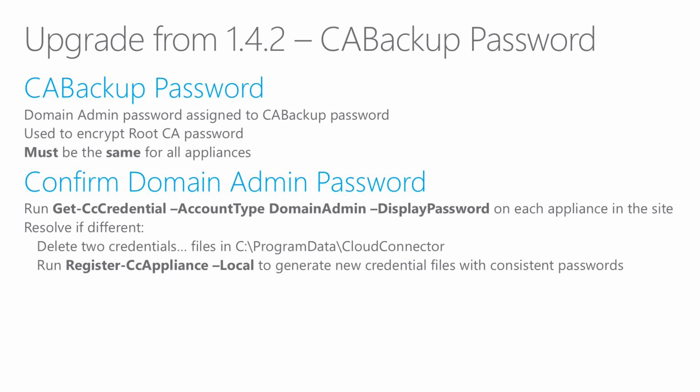PSTN site. If any of the appliances have a different domain admin password, then it would be necessary to resolve that difference. To do this, you need to delete the two credential files located in the ProgramData Cloud Connector folder, and then run Register-CcAppliance -Local to generate new credential files with consistent passwords.